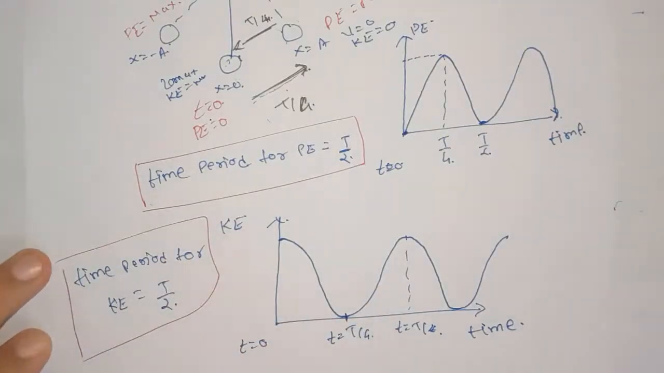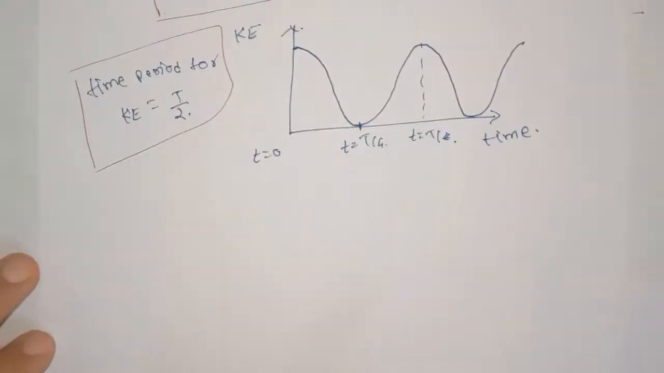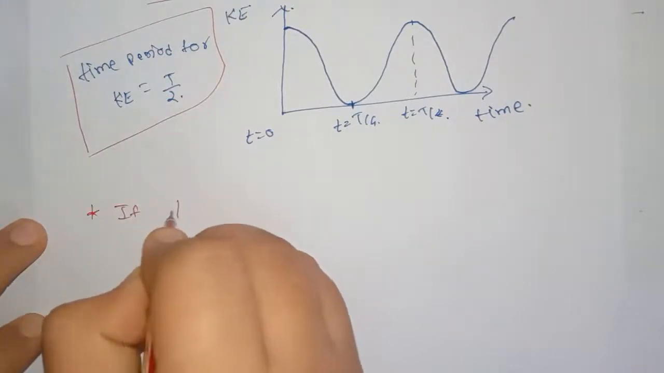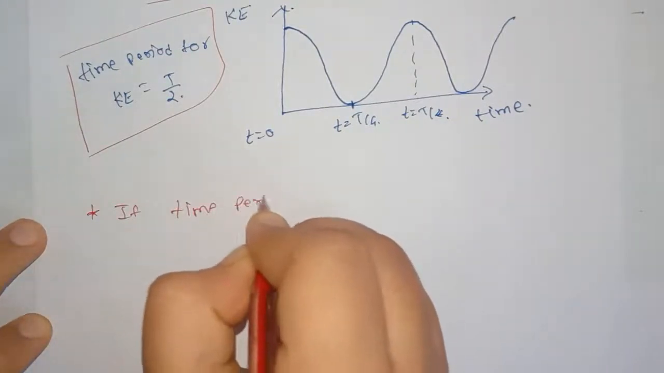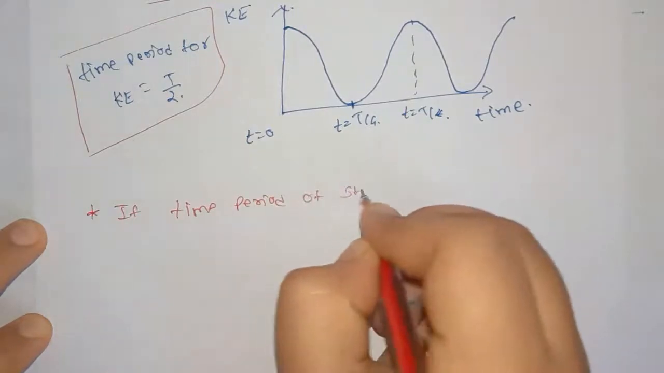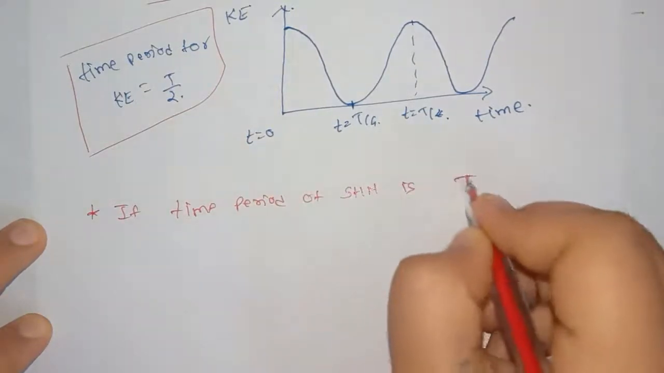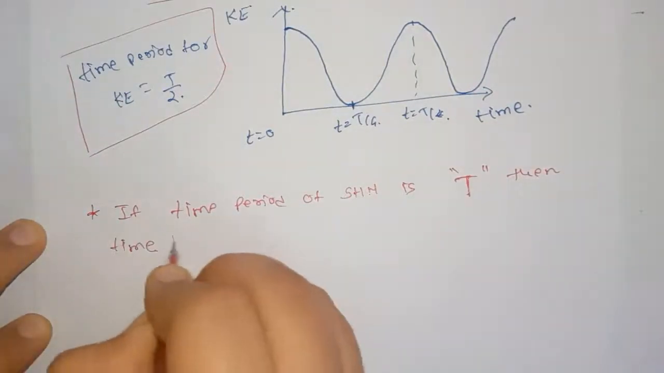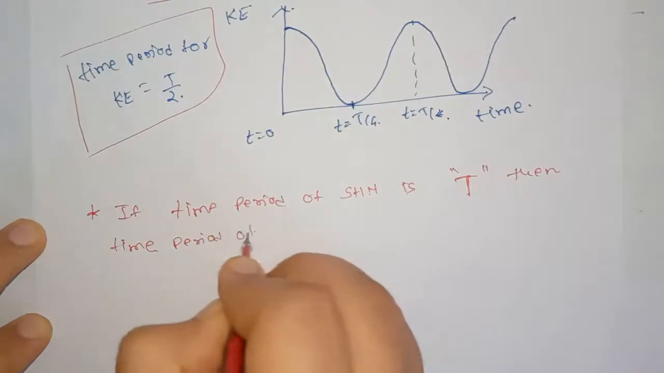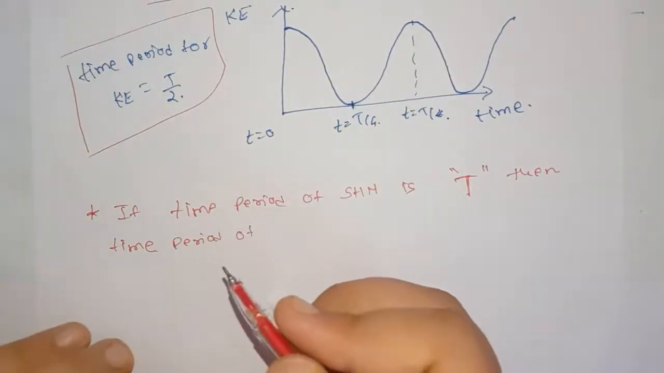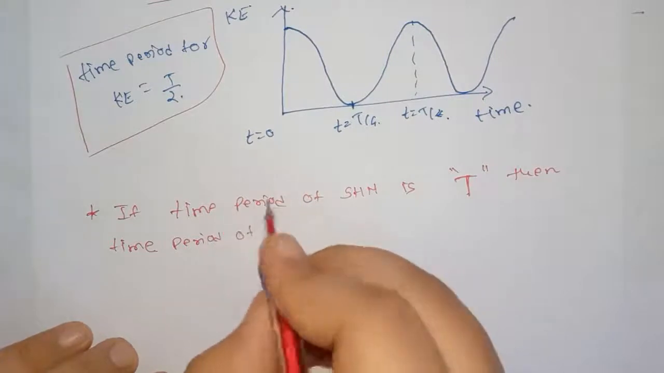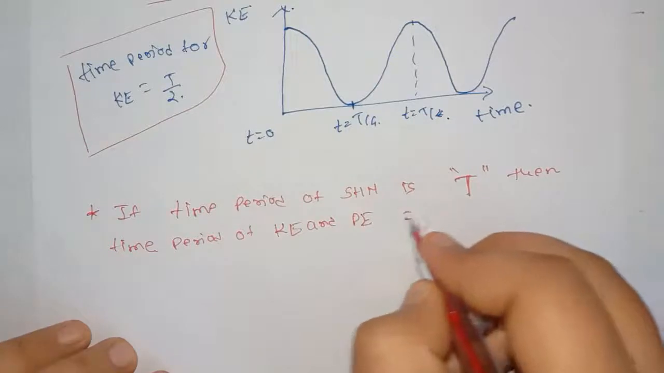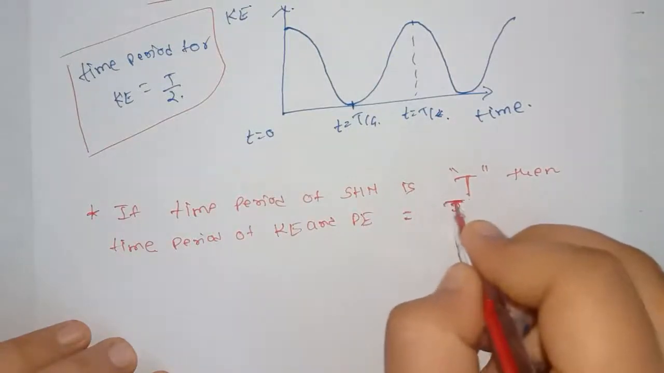From this we can conclude some points. If the time period of SHM is T, then the time period of kinetic energy and potential energy will be T by 2.